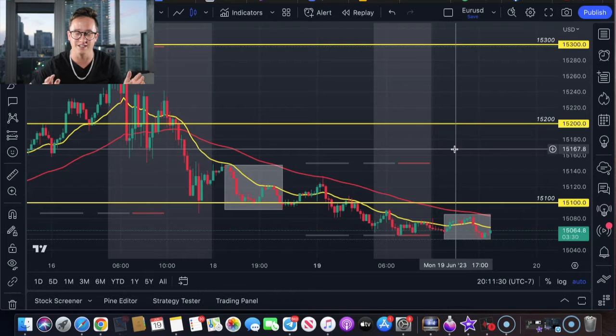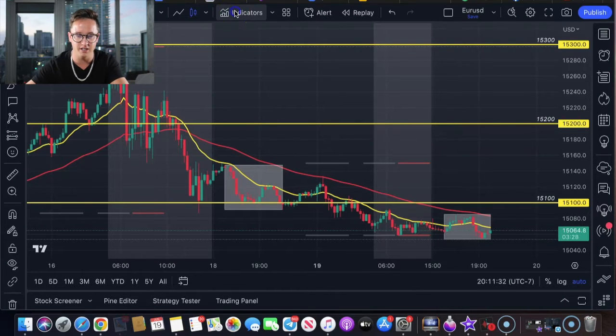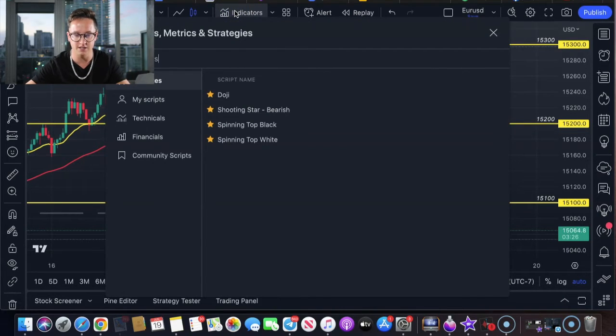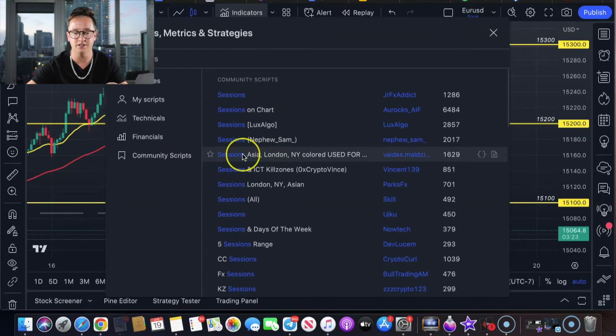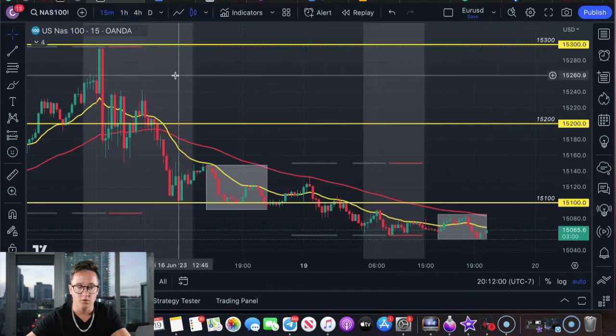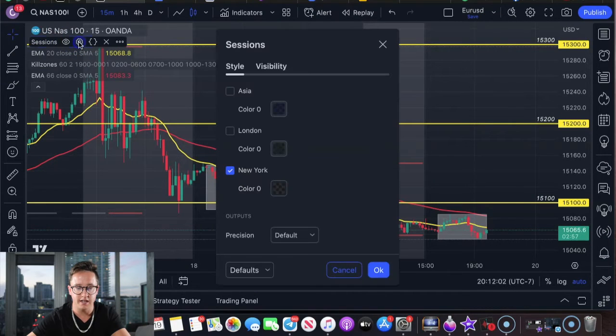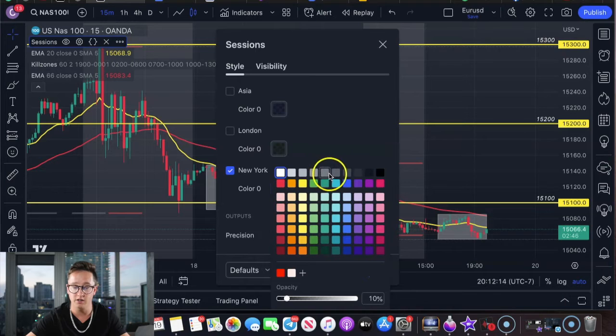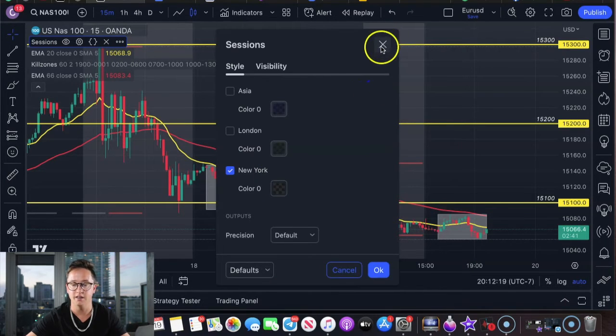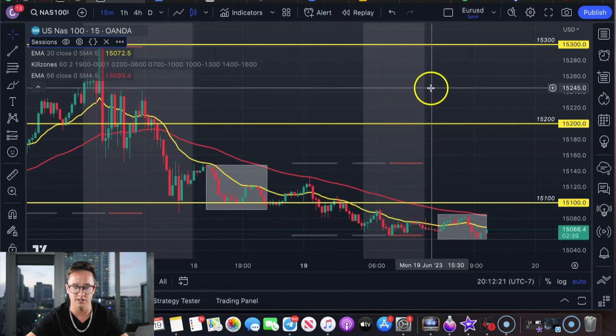The background is gorgeous. But look, 2 indicators that we need. First one is the sessions indicator. You're going to get the sessions, Asia, London, New York colored right here. Once you do that, you're going to go to the settings right here, and all we want is the New York box clicked. That's the only session that we're trading with my NAS100 strategy. Once you do that, you guys can make it whatever color that you guys want. I have it white with the opacity at 10%. That's fine for me, and this is the New York session right here.